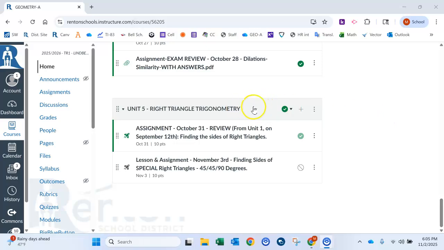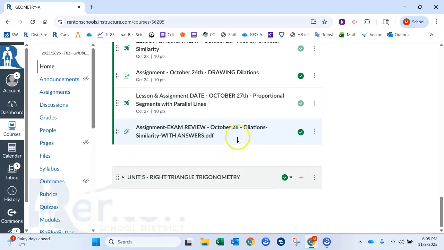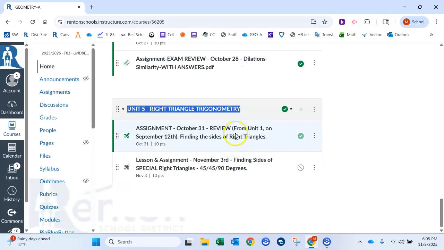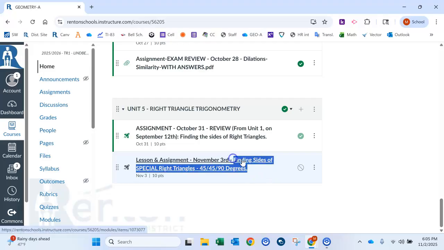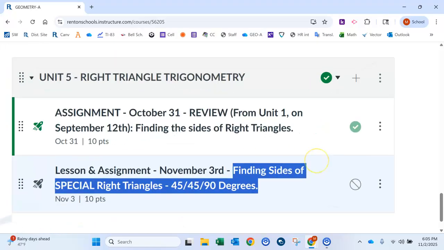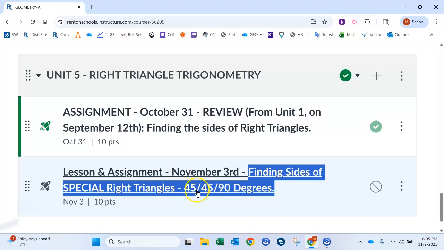Hello, we are in day 2 of Unit 5, Right Triangle Trigonometry, and the last lesson was a review of what you already know about finding the sides of right triangles if you have two sides. So today, this is what we're going to be working on, finding the sides of special right triangles known as 45, 45, 90-degree angles. So go ahead and open this up.